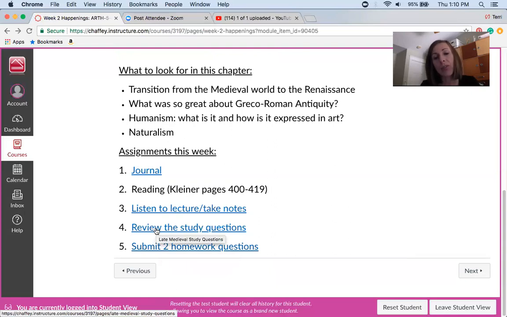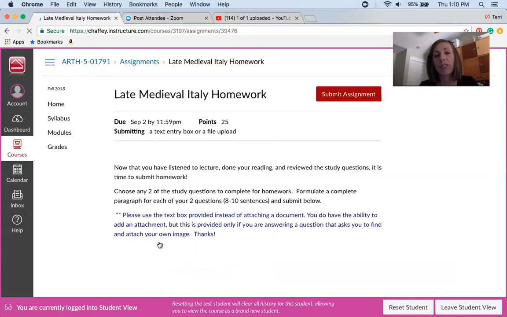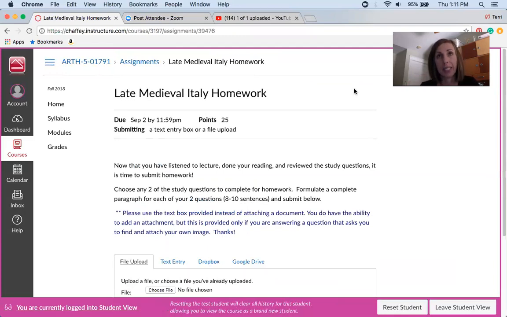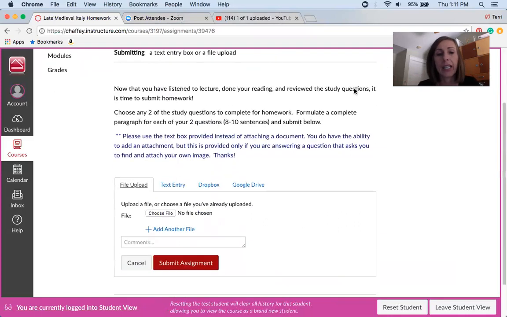So you're looking through those review questions, you find 2 that you really like, and you submit 2 for homework. While you're doing all of the study questions in your notes, because that's your best practice to get your best grade, you're only picking 2, and you're formulating a good 8 to 10 sentence paragraph for each one. When you're ready to submit that assignment, of course, this is what we do on Sunday. You have the journal on Wednesday, and this is Sunday.